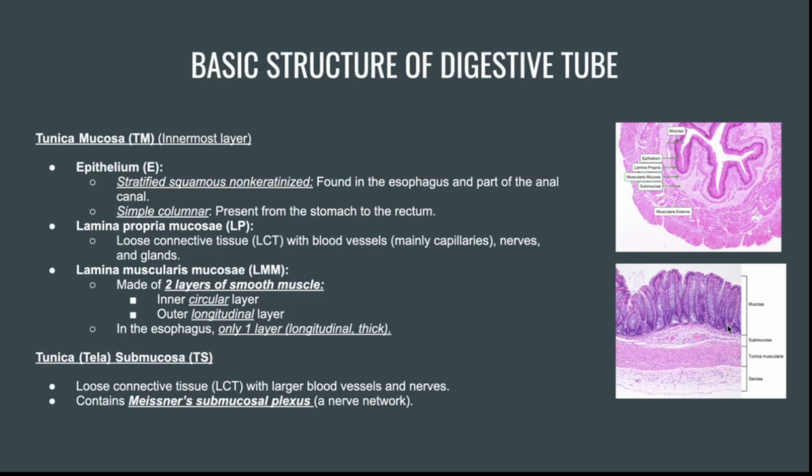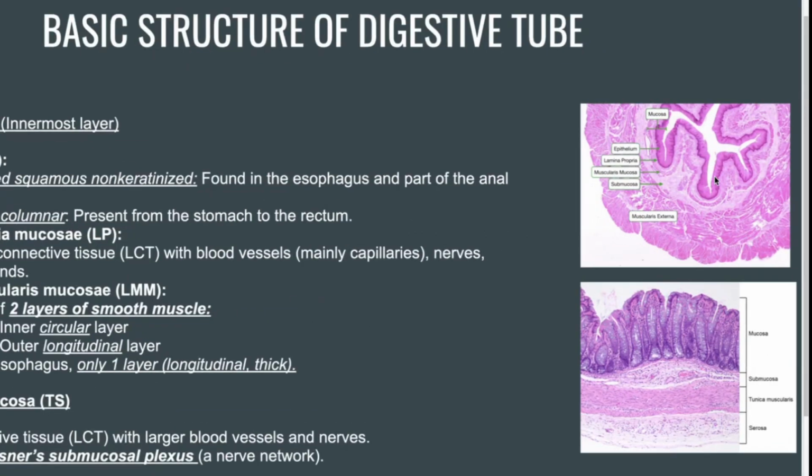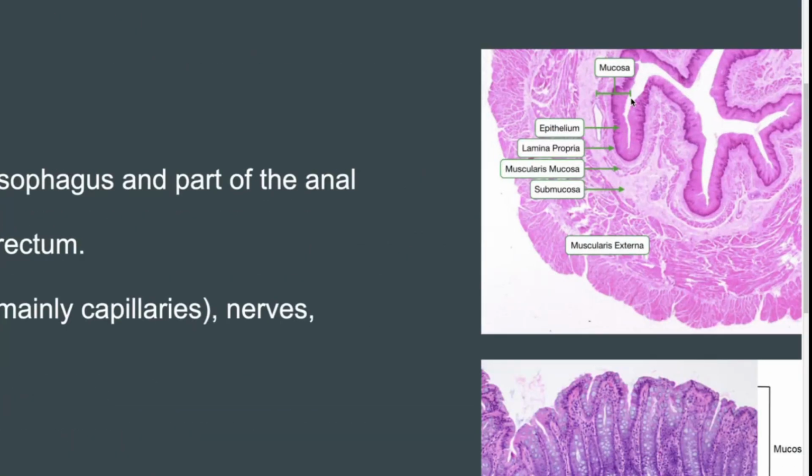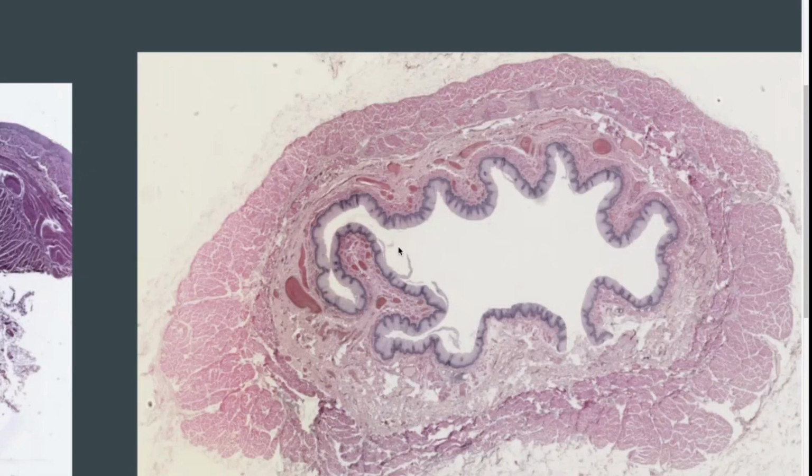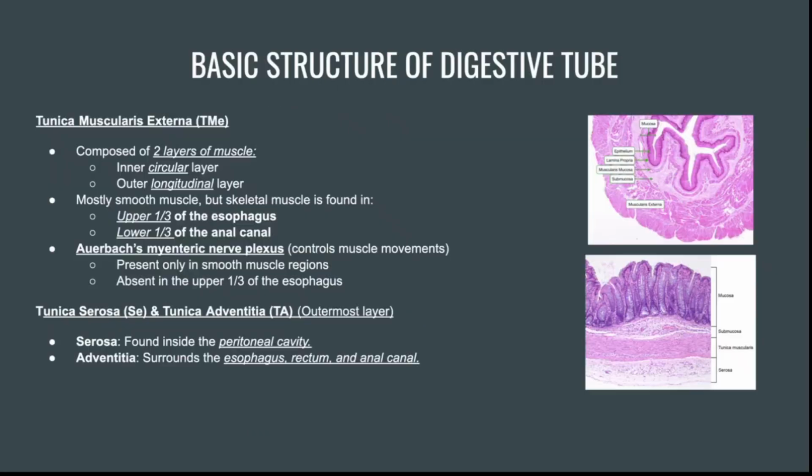So now, when we look at these images, you can see the tunica mucosa. It is the innermost layer. This top layer would be the epithelium, and here you would have the lamina propria mucosa, and then this would be the lamina muscularis mucosae as it is labeled here. And then below that you have the tunica submucosa, and then these layers combined are called the muscularis externa. Then when we look at another angle, as you can see, this is the mucosa, top layer, submucosa, and serosa.